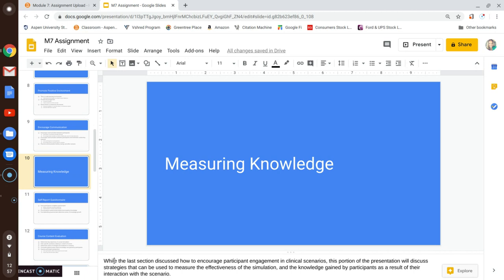While the last section discussed how to encourage participant engagement in clinical scenarios, this portion of the presentation will discuss strategies that can be used to measure the effectiveness of the simulation and the knowledge gained by participants as a result of their interaction with the scenario.